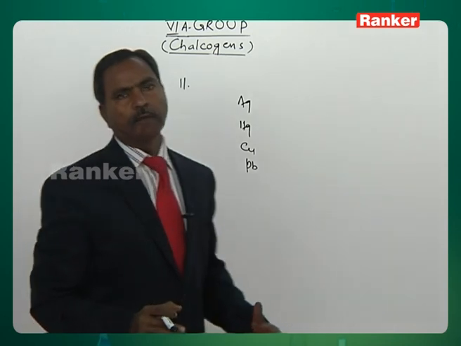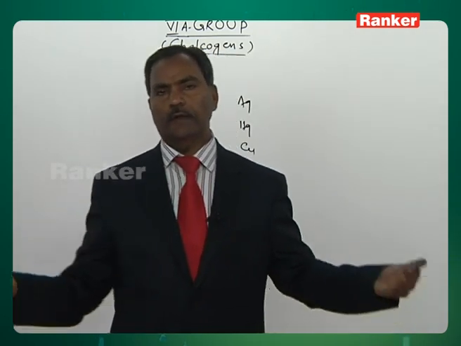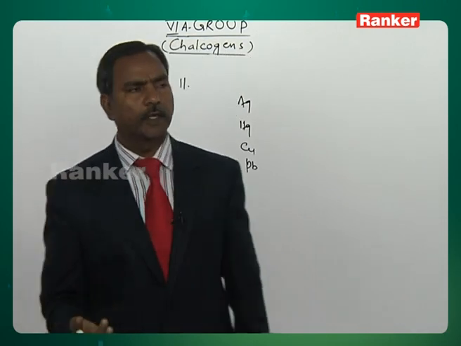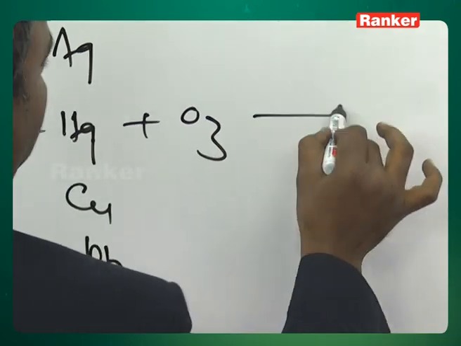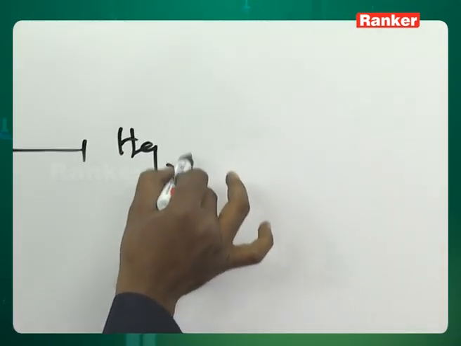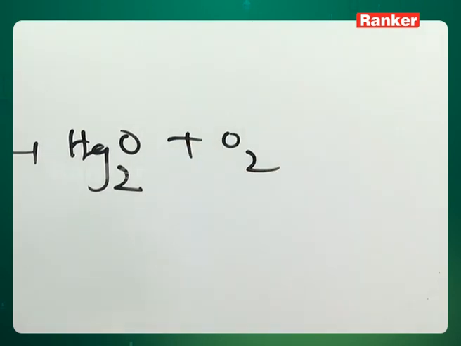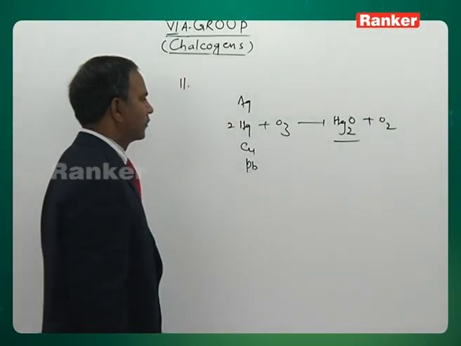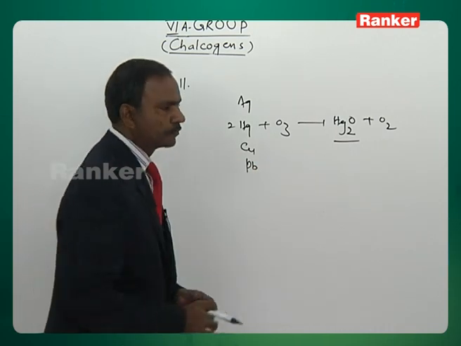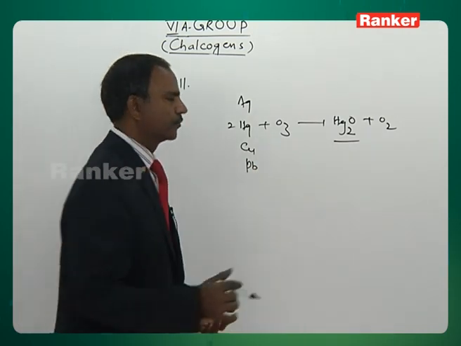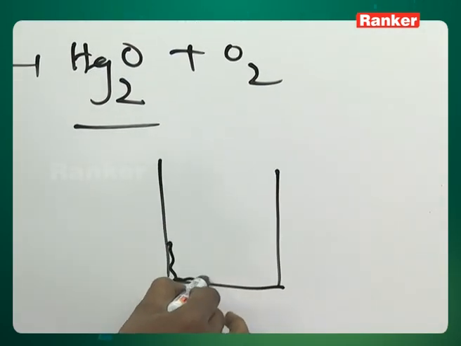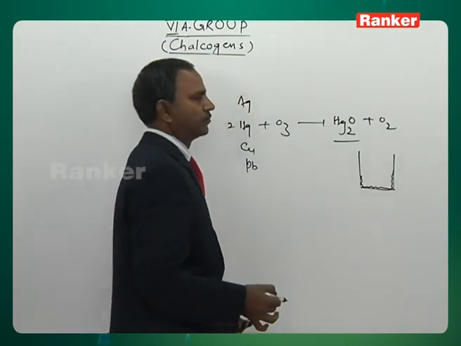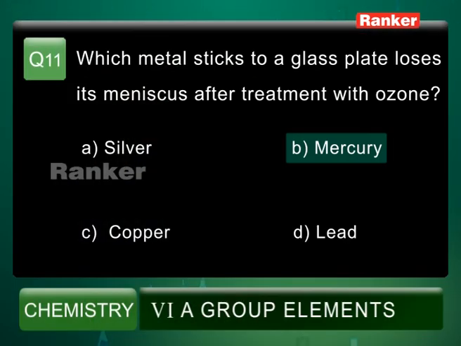Look here, whenever mercury comes in contact with ozone, it is actually producing mercurous oxide. Hg plus O3, then you are getting mercurous oxide, plus O2. Whenever mercurous oxide is produced, then this mercury loses its meniscus, that means what? Losing its surface tension and sticks to the walls of the container like this. Therefore, for question number 11, answer is B.